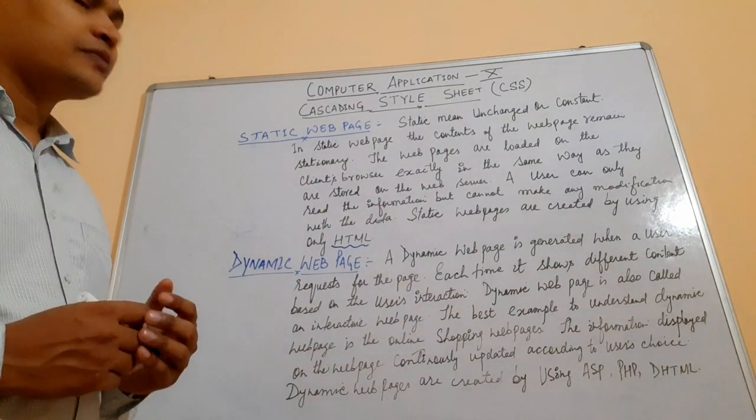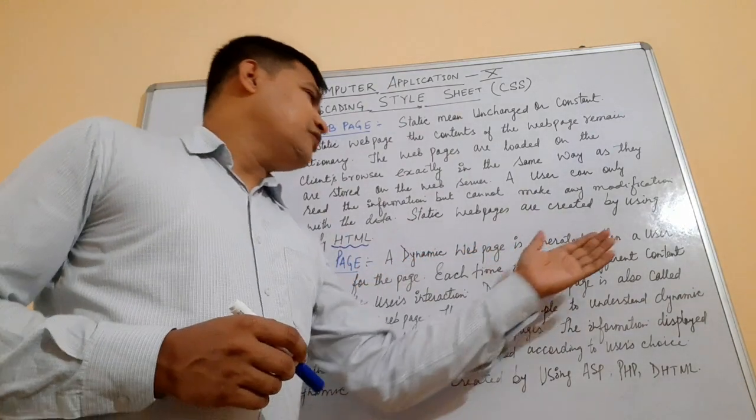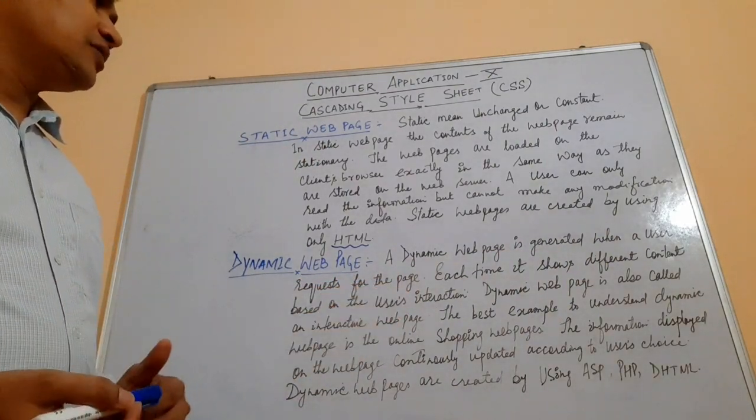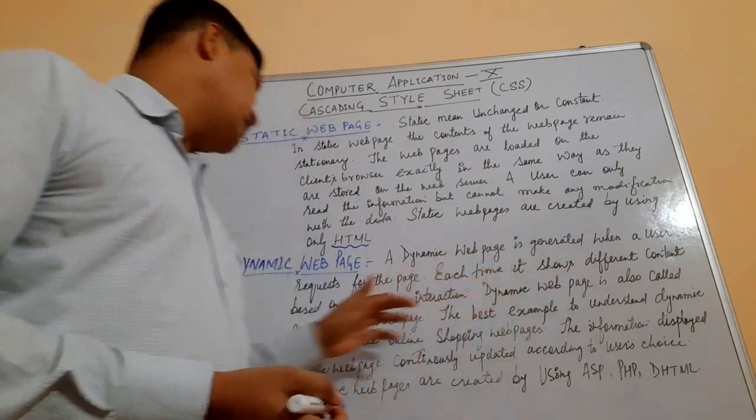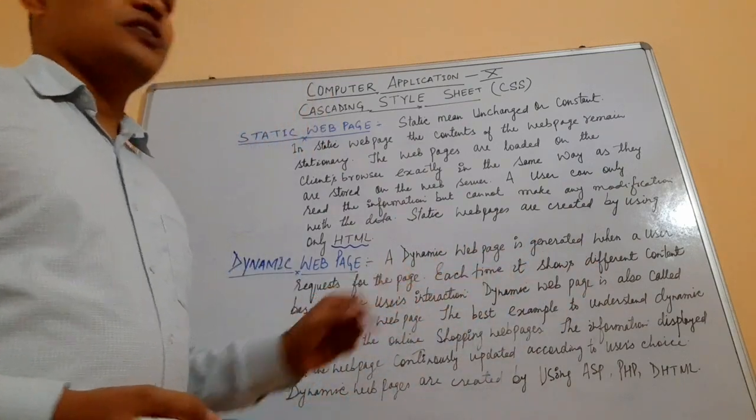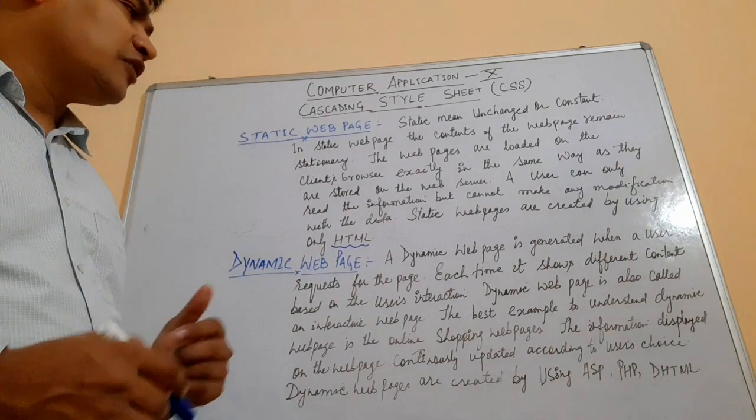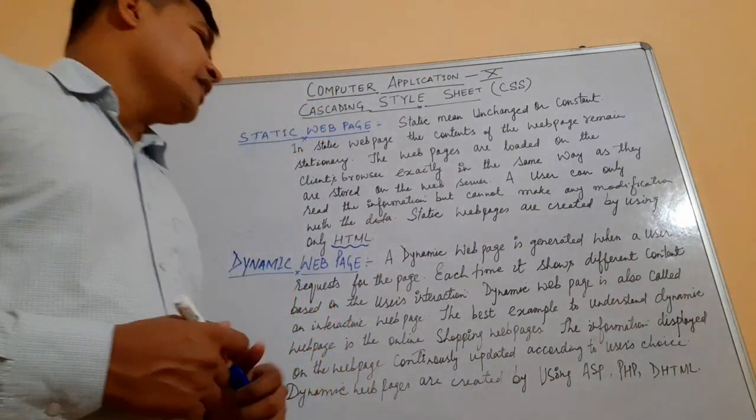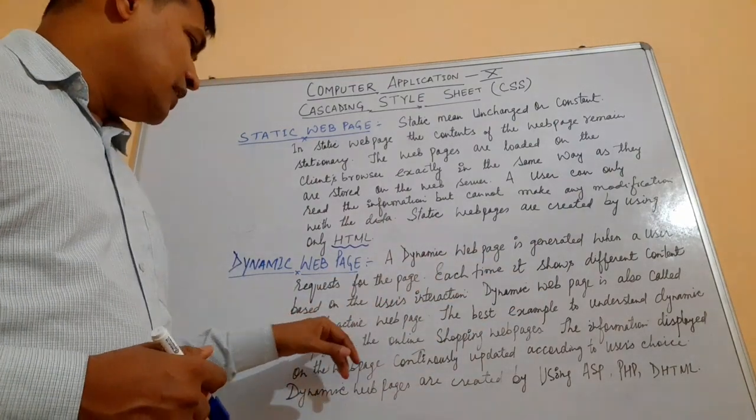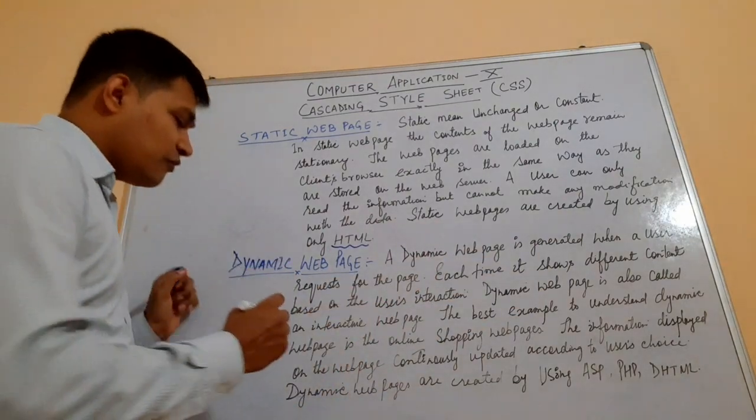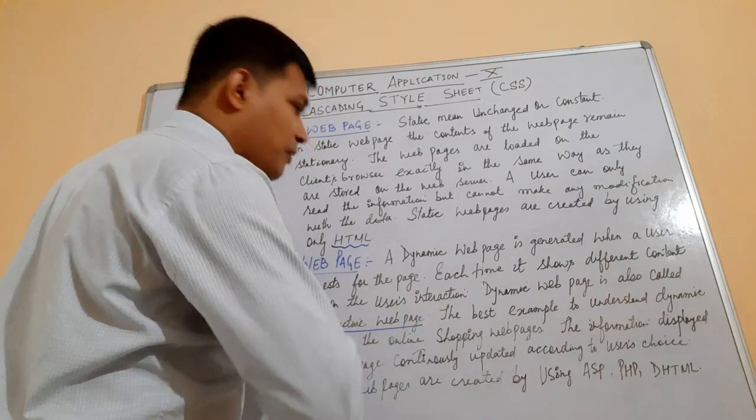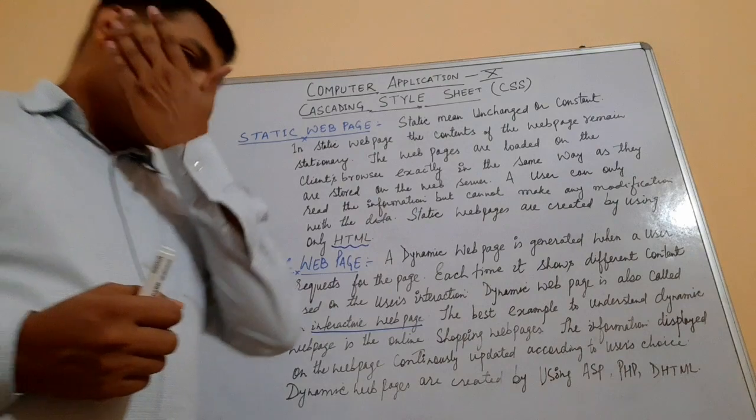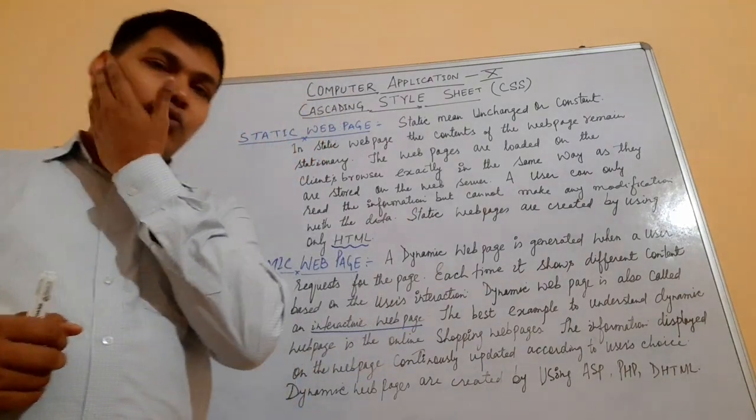A dynamic page is generated when a user requests the page. It shows different content based on the user interaction. It displays different types of information according to the user's requirement. A dynamic web page is also called an interactive web page. Okay, let me help you understand what the dynamic page is.